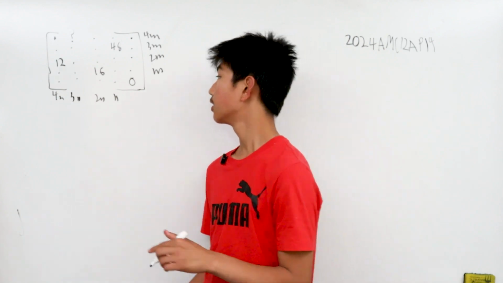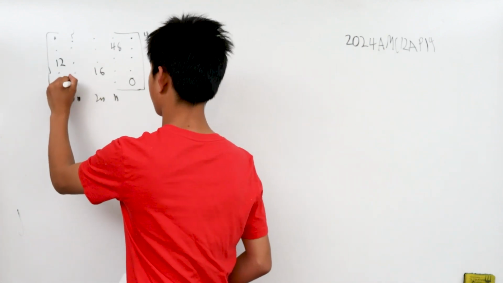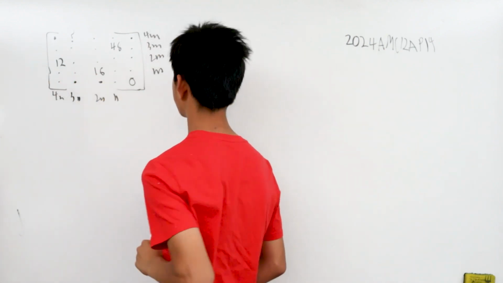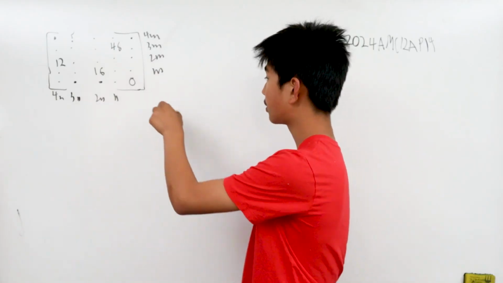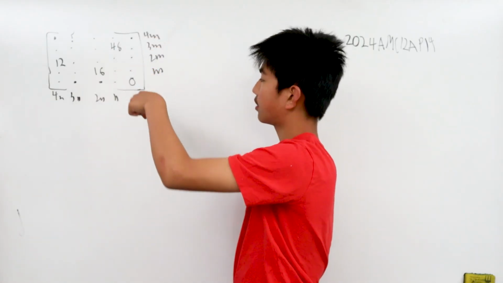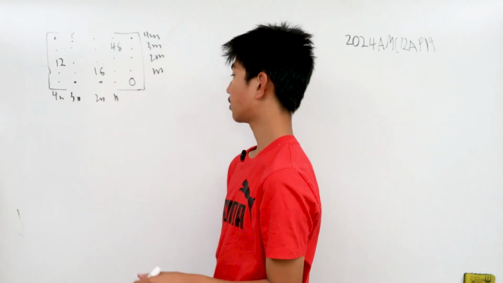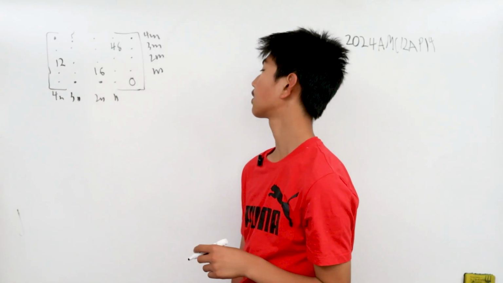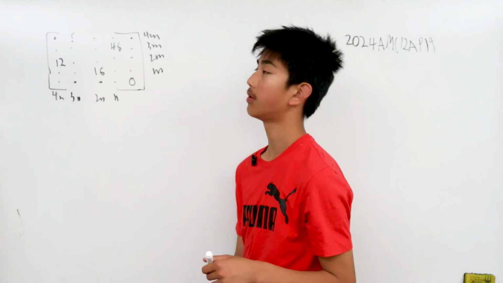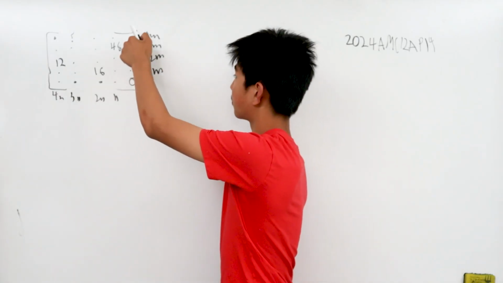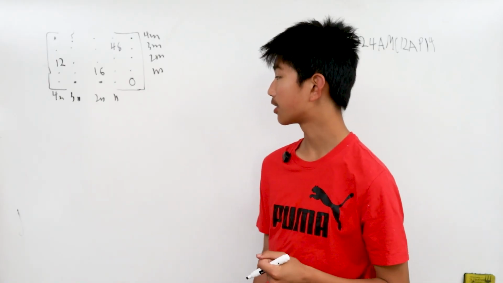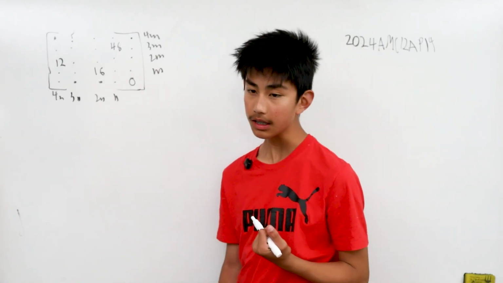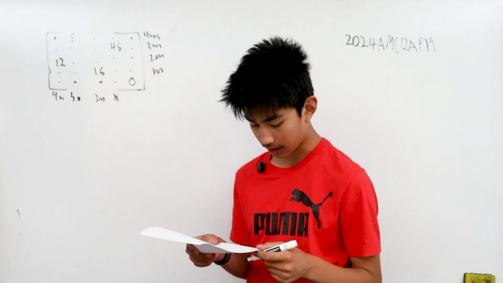Now, for this problem, we have the grid with the dots on it. For each instance on the axes, the ones on the horizontal will be increasing by n, while the ones on the vertical will be increasing by m. So this is m, 2m, 3m, 4m. We just want to solve for those variables.